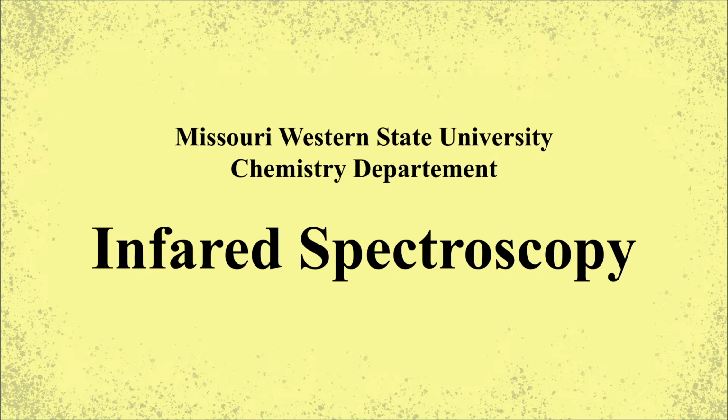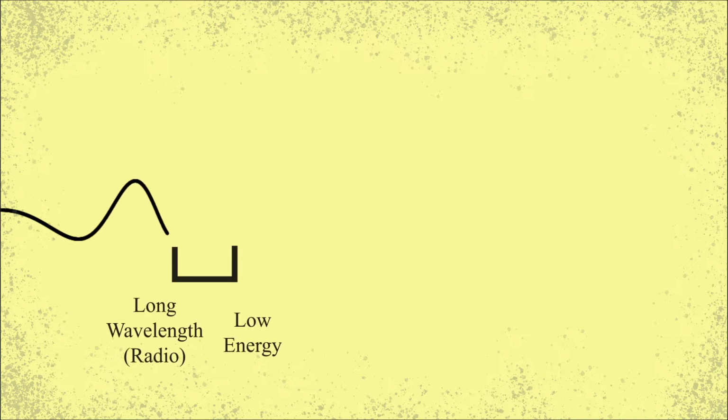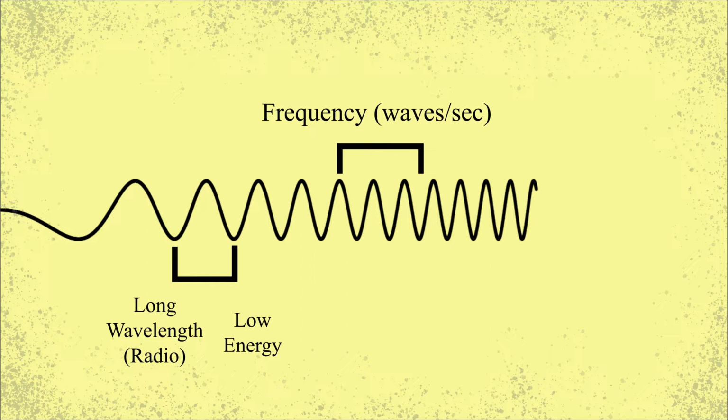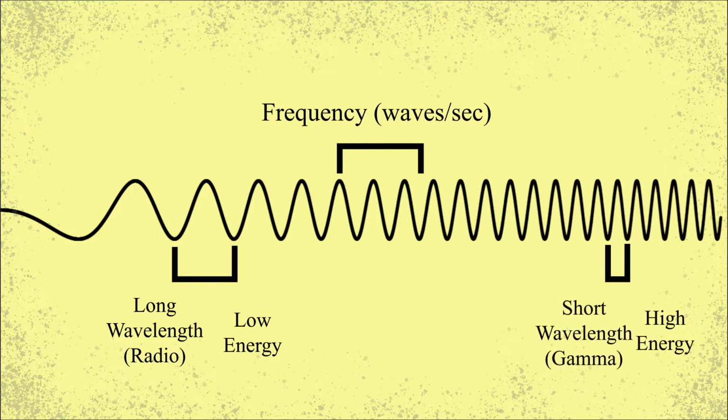Spectroscopy is the study of the interaction of light with matter. There are many forms of spectroscopy, largely defined by the energy of light that is used. Light can vary from very low energy, radio waves, to very high energy, gamma radiation. Light is categorized by the wavelength or the frequency of the light.